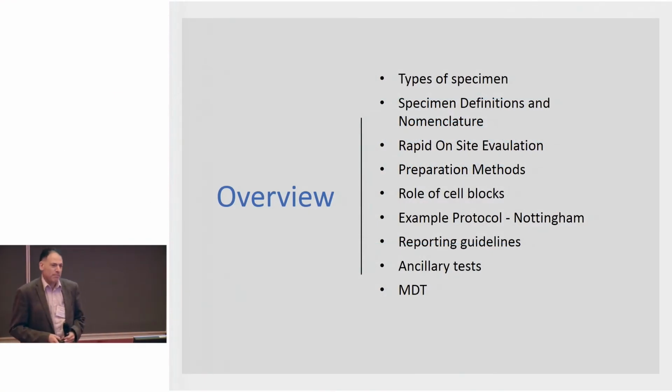So looking at HPB cytology and pathology generally, we're going to look at the types of specimens one gets, how we define the different specimens and the nomenclature, talk a little bit about rapid on-site evaluation, because this has been a bit of a controversial topic, and as you know, it varies a lot around the world as to how often this is used, and then discuss a bit about the preparation methods and the roles of cell blocks and other histological type evaluations, and then just go through what we do in Nottingham as an example protocol.